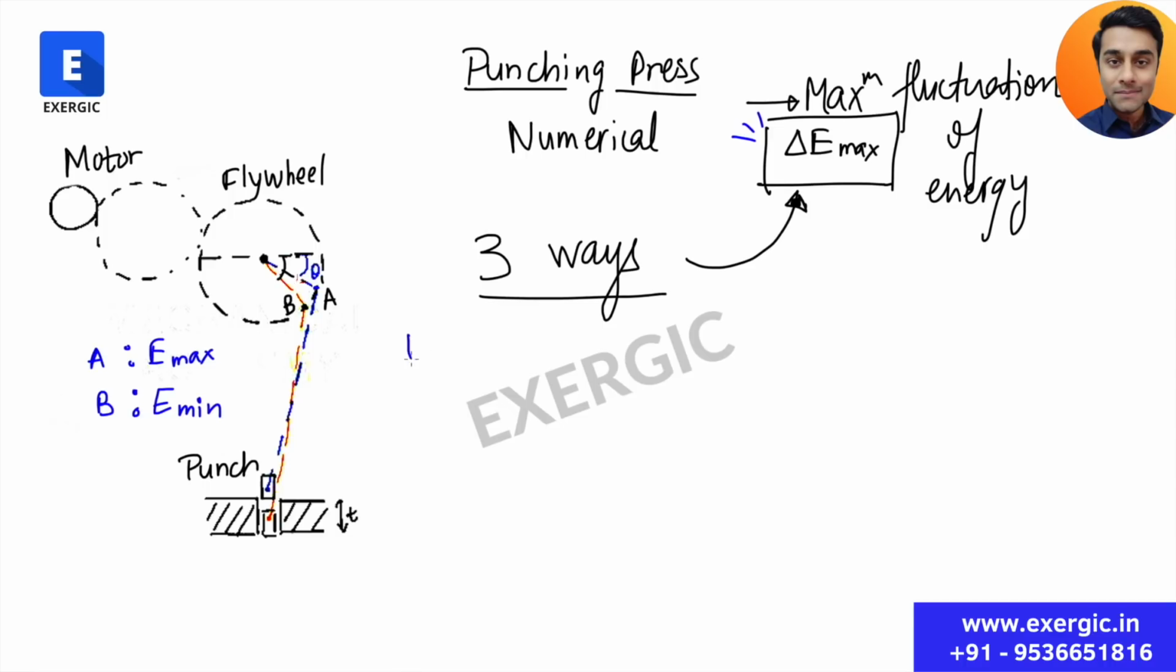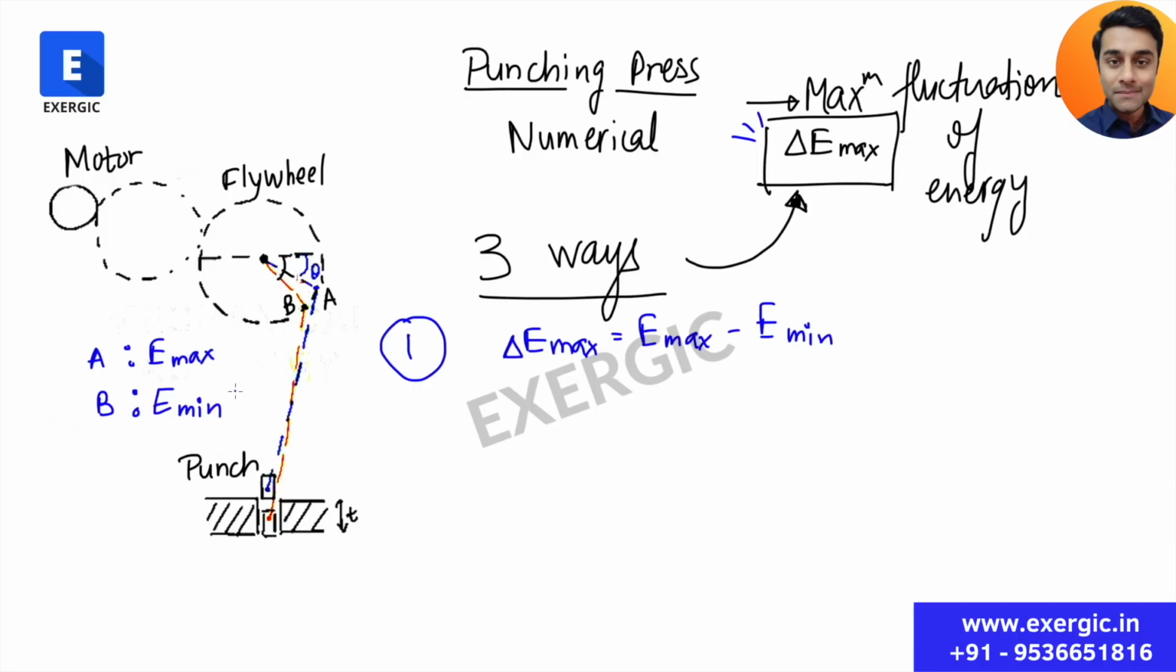What is the maximum fluctuation of energy? You tell me. I'm discussing the first way right now. What is the first way to know the maximum fluctuation of energy? We know that maximum fluctuation of energy is equal to maximum energy minus minimum energy. And how much is the difference between them? The difference is equal to how much energy the flywheel has received from the motor during this cycle when it moves from B to A.